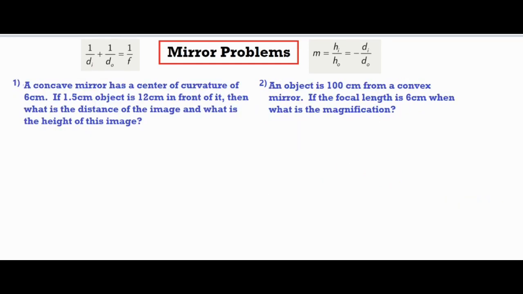Now for our mirror problems, we have a concave mirror that has a center of curvature of 6 centimeters. If a 1.5 centimeter object is 12 centimeters in front of it, what is the distance of the image and what is the height of the image? So let's go ahead and do our ray diagram first.